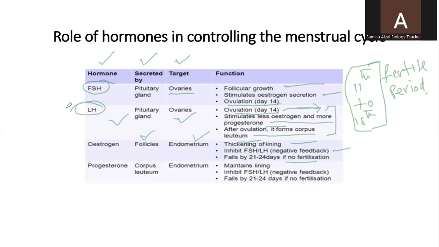Progesterone is secreted from the corpus luteum, and again its target is the endometrium because it helps in maintaining the lining of the uterus. So again, the same function will be performed by progesterone. That is, it will also inhibit the follicle stimulating hormone and luteinizing hormone, and it ends at day 21 to 24.